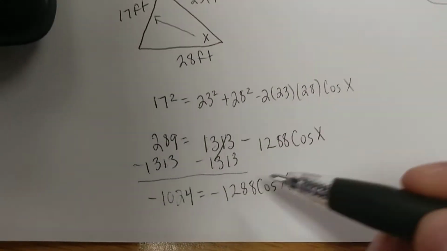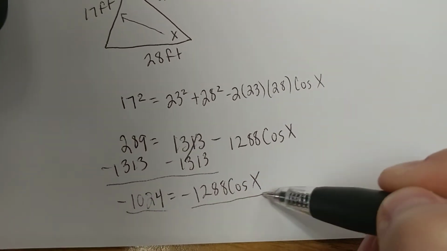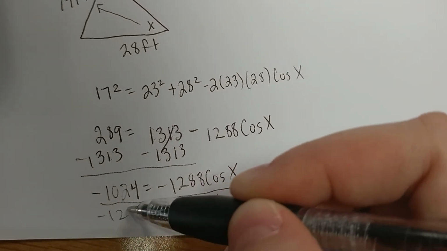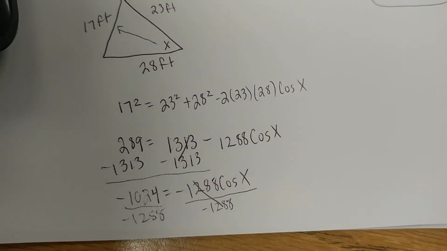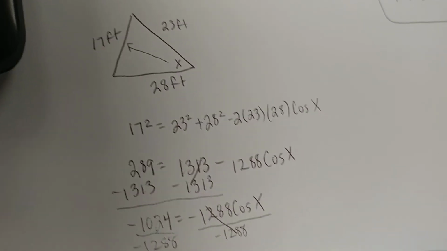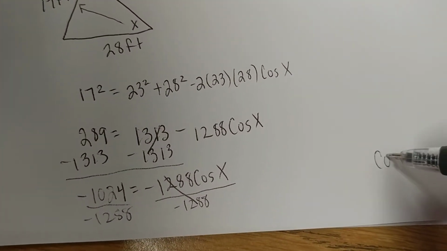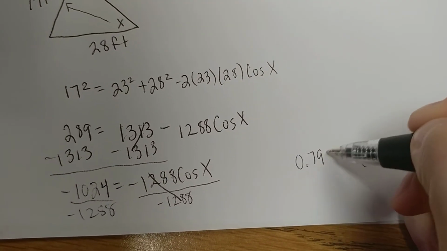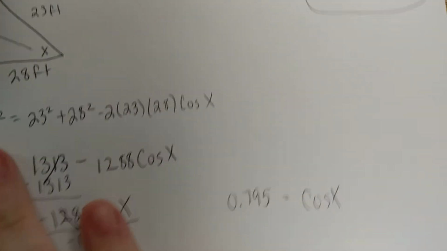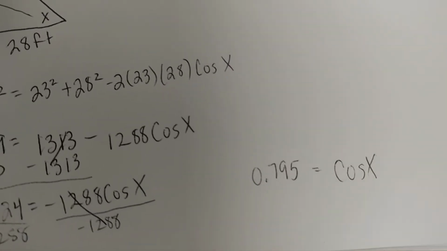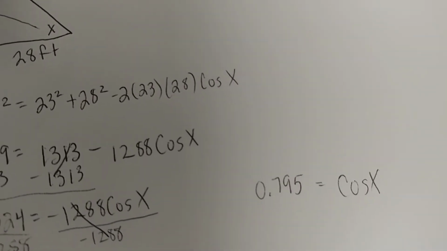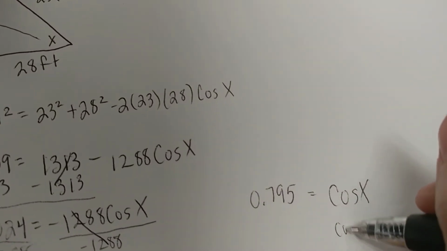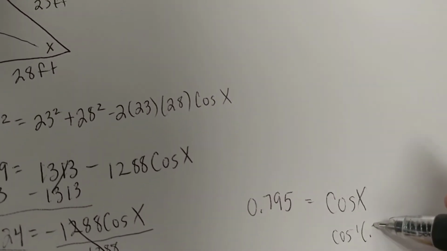Next step in our process is we have to divide. So you're going to divide by what right now is being multiplied by that cosine, which is negative 1288. When you do that, cosine of x equals 0.795. Now that 0.795, anytime you're missing an angle, it does not matter the situation, you must do the inverse to solve. So you're going to inverse cosine of whatever is on that other side.